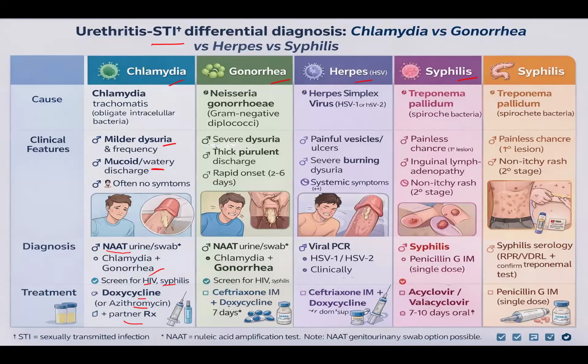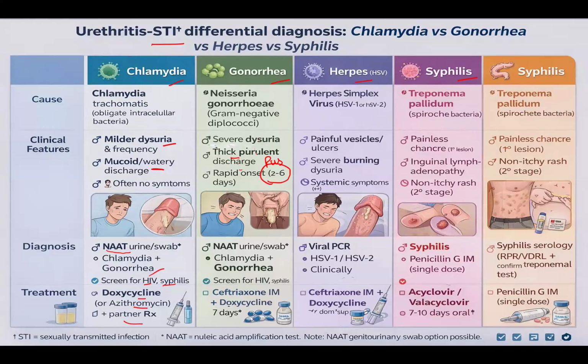Now, shifting our focus to gonorrhea, the Neisseria gonorrhoeae, it is a gram-negative diplococci. Here, what will be the symptoms? Severe dysuria, and the discharge will be thick, purulent. So, it will be more of a pus type of discharge. The rapid onset of the symptoms will be there. 2 to 6 days, the symptoms will be very much at peak. There is going to be very high grade fever in this.